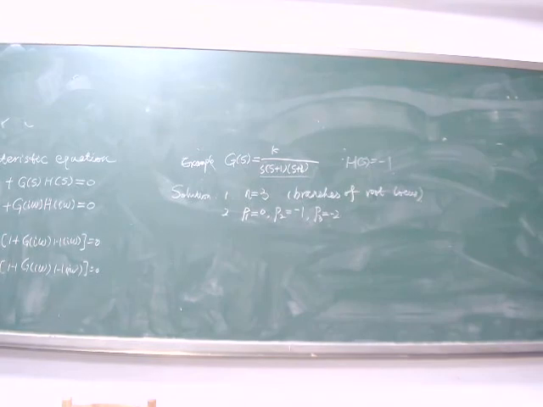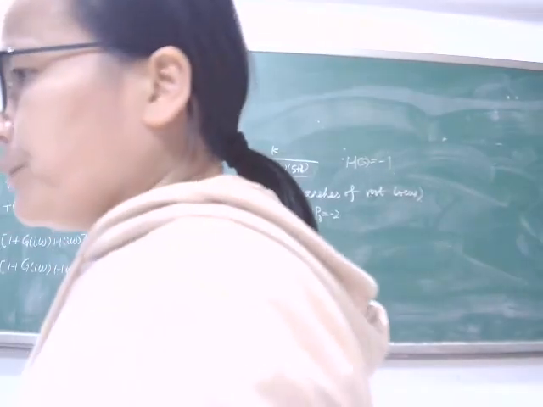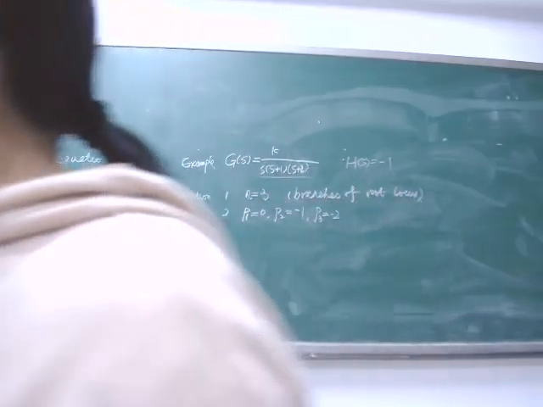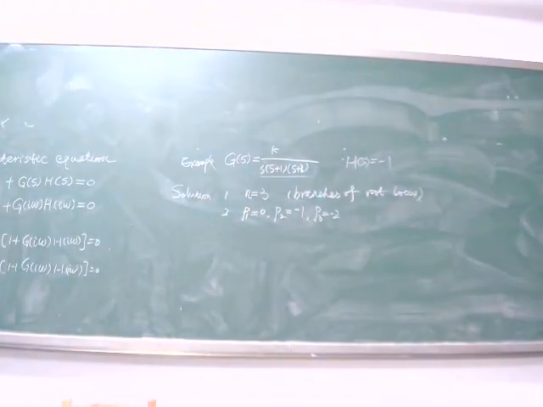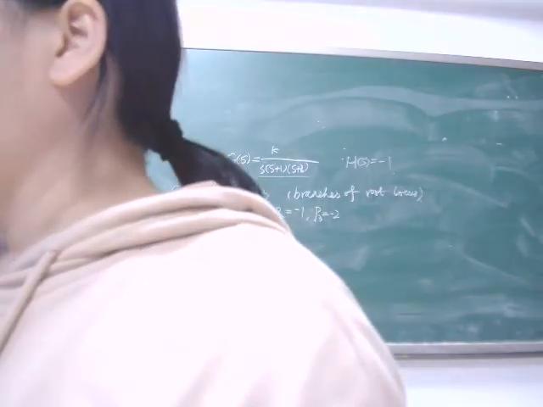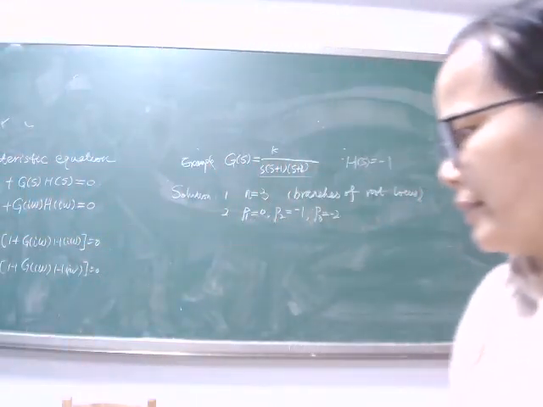S times S plus 1 times S plus 2. So this is S cube, plus 3S square, plus 2S. So this is n equals 3.